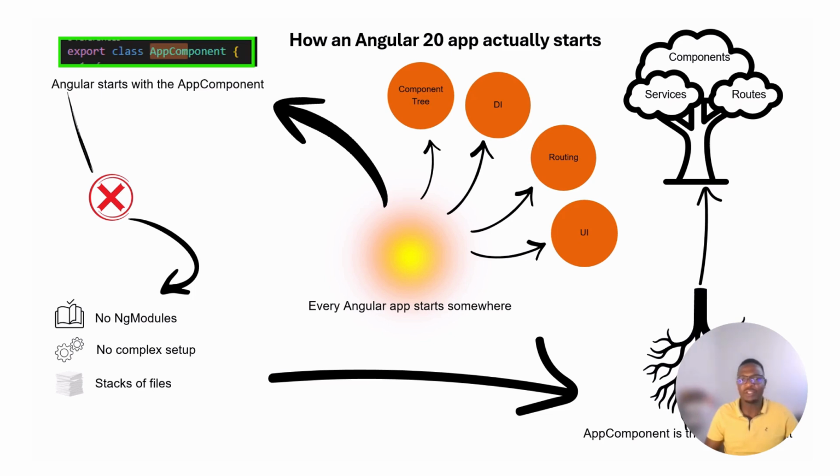Today, components are the true building blocks of Angular. They don't just represent pieces of UI. They define structure, they define behavior, they define responsibility. When you understand that Angular grows outward from one root component, the framework becomes much easier to reason about. Instead of thinking in terms of configuration and wiring, you start thinking in terms of components, how they connect, how they communicate, and how the application flows.